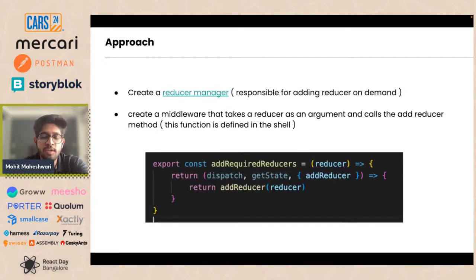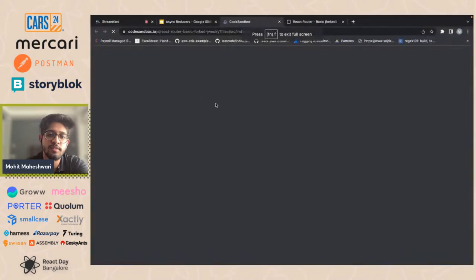So we'll look at how we countered this problem, but first let me discuss how we approached it. This approach comprises two particular things. One is the reducer manager. It exposes methods to add reducers on demand, and to set up the default reducers you want to initialize your store with. The second is a middleware that acts as a bridge between the reducer manager and the page itself. The job of the middleware is to look at whether it needs to execute the reducer manager method or not. We can understand this better if we look at an example.